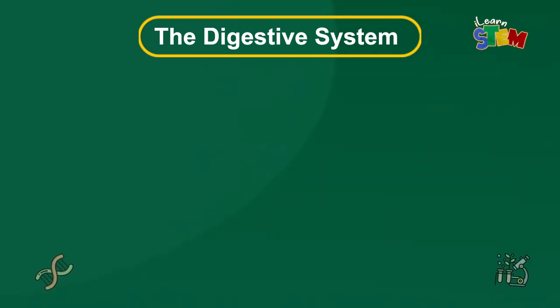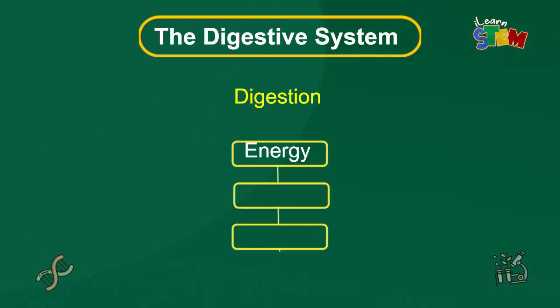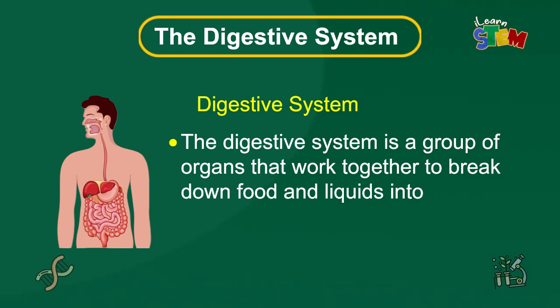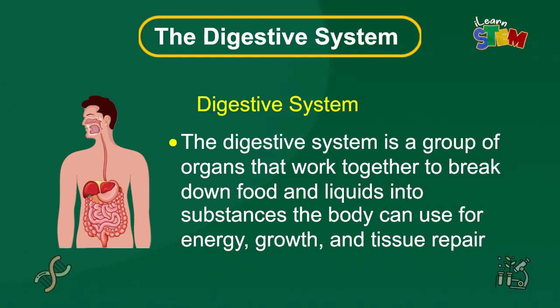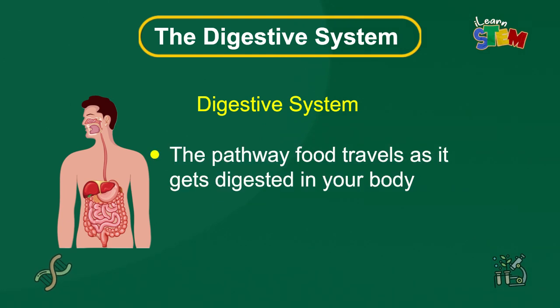First, let's define digestion. Digestion is the process by which the food we eat is broken down into smaller, simpler substances that the body can absorb and use for energy, growth, and repair. Now, let's define the digestive system. The digestive system is a group of organs that work together to break down food and liquids into substances the body can use for energy, growth, and tissue repair. These organs form what is called the alimentary tract or digestive tract. Think of it as the pathway food travels as it gets digested in your body.